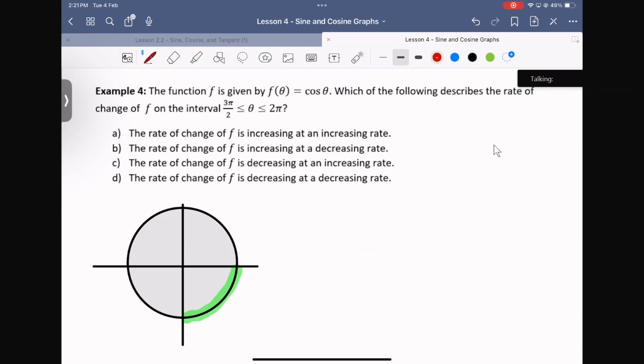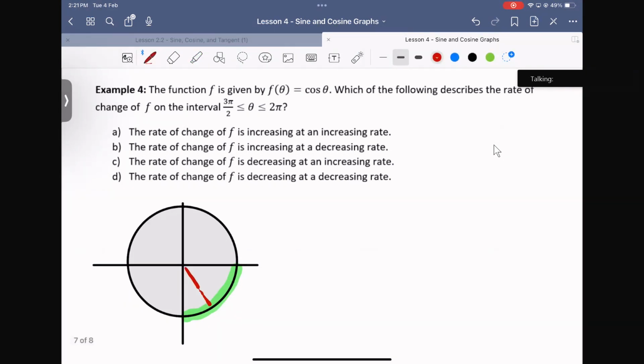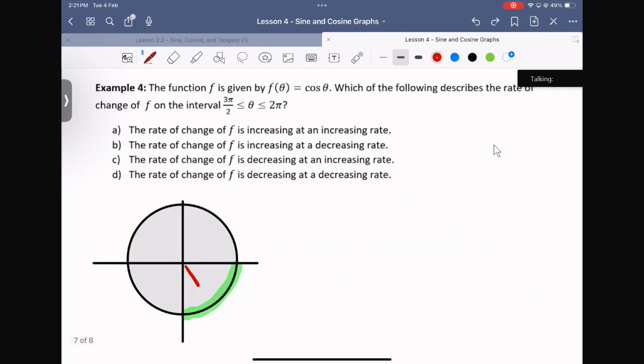So I'm just going to draw a few angles. We've got this is our first angle, 3 pi over 2. Here's our second angle. Here's our third angle. Here's our fourth. So I've tried to do 4 equally spaced angles. Then we're going to do the cosine value. The length here is 0.